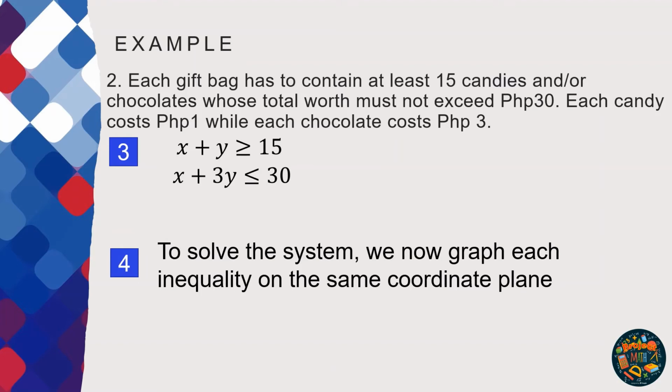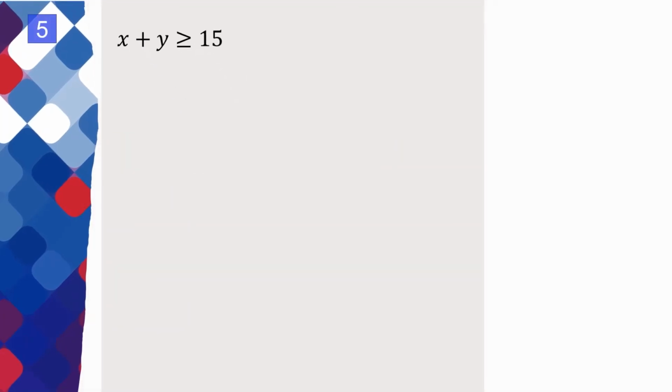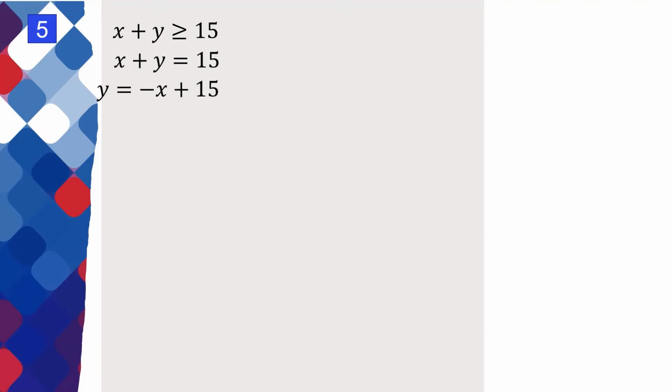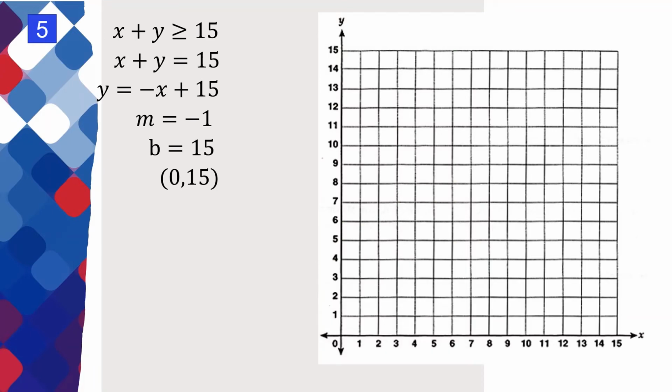Now, for step number 4, we have to solve the system. To solve the system, let's graph the first inequality, x plus y is greater than or equal to 15. Transform into equation. Then write it as slope-intercept form. Then identify the slope, which is -1, and the y-intercept, which is 15. So that will be 0, 15. Then locate 0, 15 on the Cartesian plane.